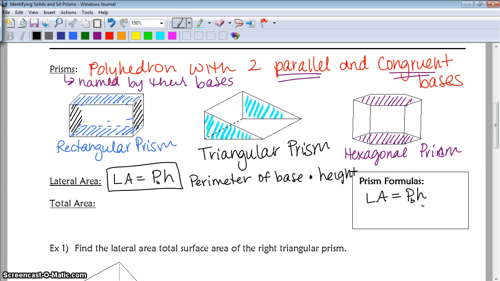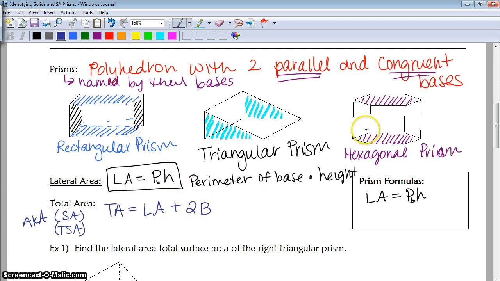Okay? And then the total area, also sometimes known as surface area or TSA. It all means the same thing. You're going to take your lateral area and you're going to add in your two bases.